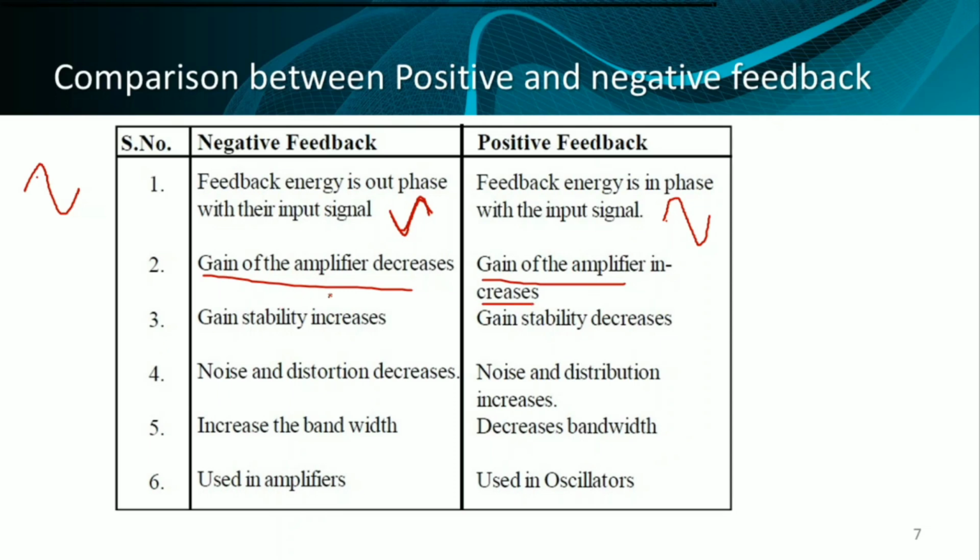Even though the gain is decreased, gain stability increases. In positive feedback, the gain stability itself decreases. The noise and distortions are decreased, whereas here noise and distortions are increased. Negative feedback increases the bandwidth, here the bandwidth is decreased. Negative feedback is used in amplifiers, and positive feedback is used in oscillators. This is the simple comparison between positive and negative feedback.